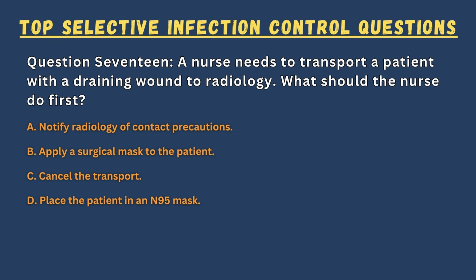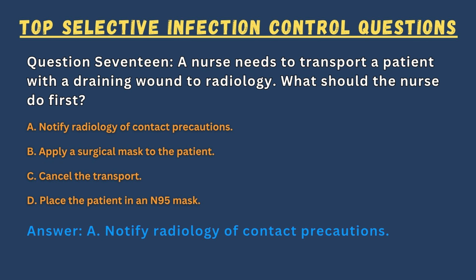Question 17. A nurse needs to transport a patient with a draining wound to radiology. What should the nurse do first? A. Notify radiology of contact precautions. B. Apply a surgical mask to the patient. C. Cancel the transport. D. Place the patient in an N95 mask. Answer: A. Notify radiology of contact precautions.